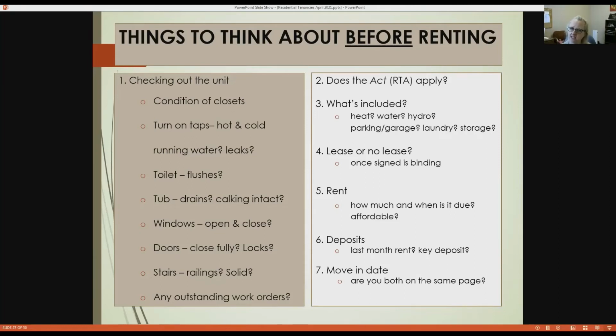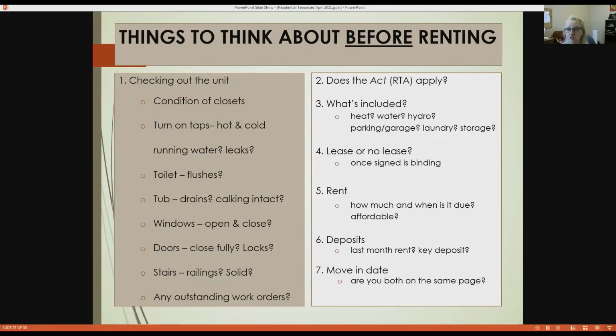And then things like, does the Act apply? Will you be sharing a kitchen or a bathroom with the landlord? Is it a rooming house situation? What's included in the rent? Often there will be misunderstandings between parties because they don't discuss these matters. Do you have to pay your own hydro and water and heat? Is there a parking spot? What about garage? Are there common areas that you share with other tenants?